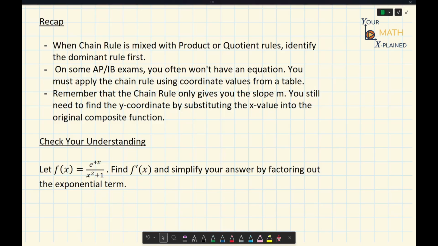Then we looked at a couple of AP and IB style problems. On some AP and IB exams, you often won't have an equation. You must apply the chain rule using coordinate values from a table. And lastly, connecting our chain rule to the tangent line problem, remember that using the chain rule only helps you to find the derivative, which gives you the slope m. But in order to find the equation of the tangent line, you still need a point, which means you need the y-coordinate by substituting the x value into the original composite function.